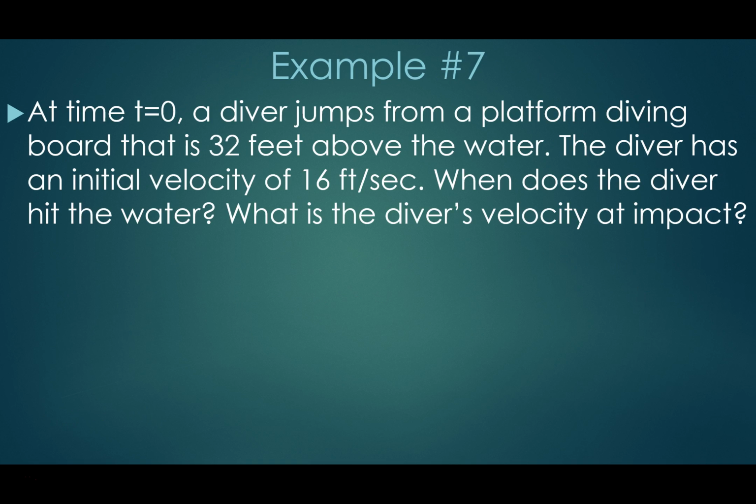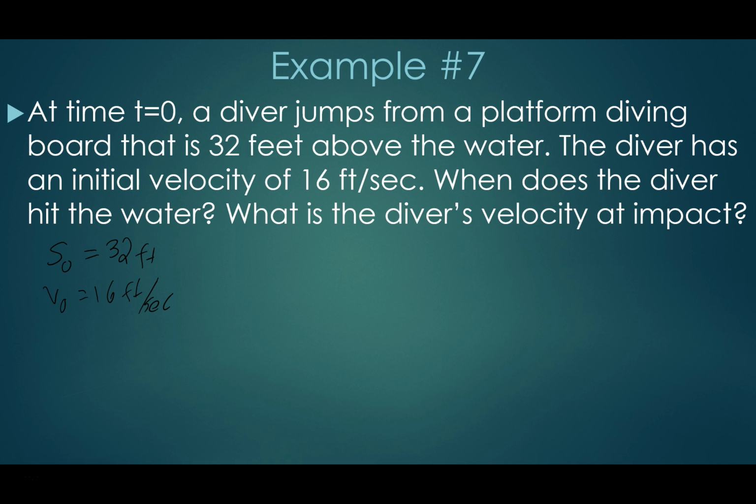So, at time t equals 0, a diver jumps from a platform diving board that is 32 feet above the water. So that's our initial, because time is 0. So our initial position is 32 feet. The diver has an initial velocity, v sub 0, of 16 feet per second. When does the diver hit the water? What is the diver's velocity at impact?